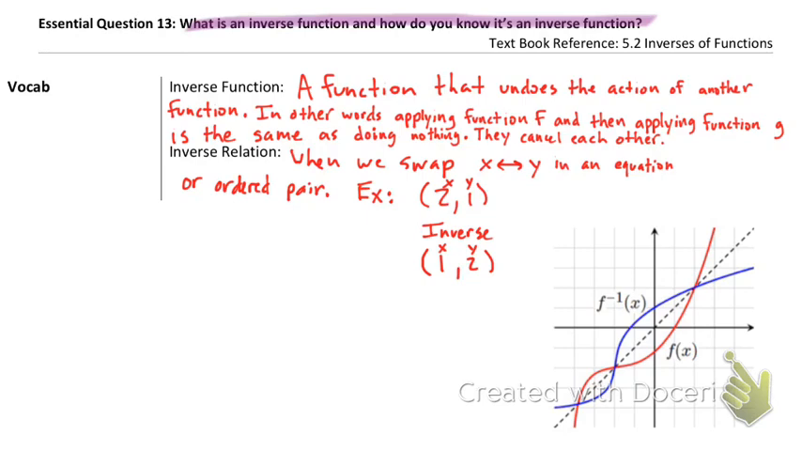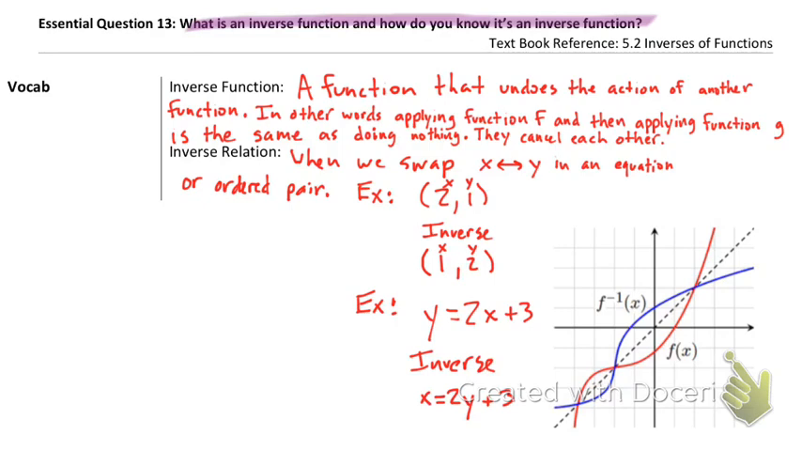And the same could be said for when we have an equation. For example, a simple equation example would be y equals 2x plus 3. And if we want to find the inverse relation of that, we simply would swap. Okay, so again, the y took the x spot, the x took the y spot. All right?